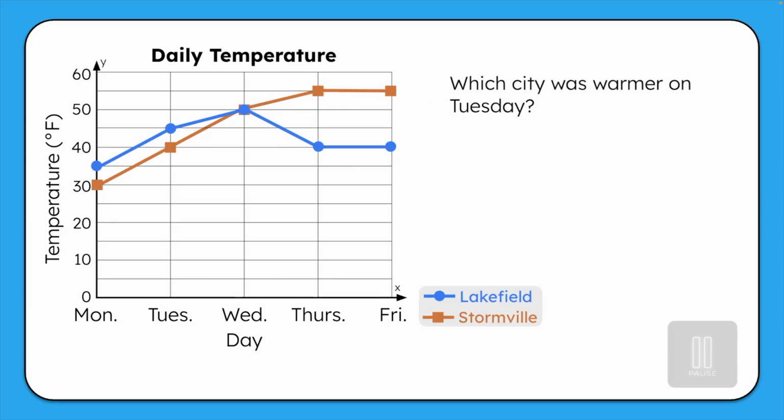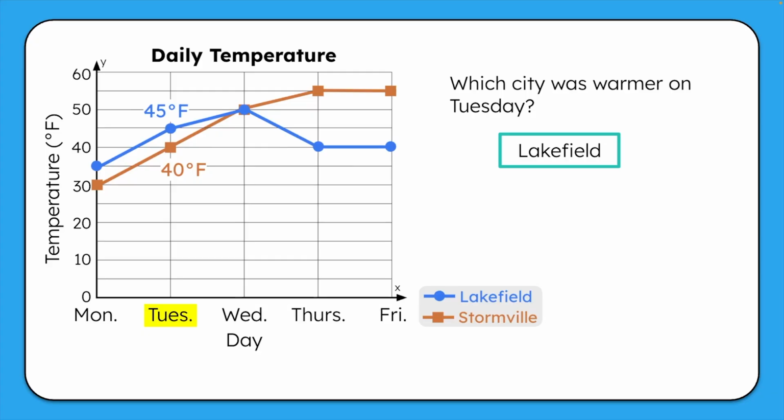Your turn. Which city was warmer on Tuesday? Pause and give it a try. Here's Tuesday on the x-axis. Follow this line up, and we see the point for Lakefield is higher, at 45 degrees, compared to only 40 degrees in Stormville. So, Lakefield was warmer.